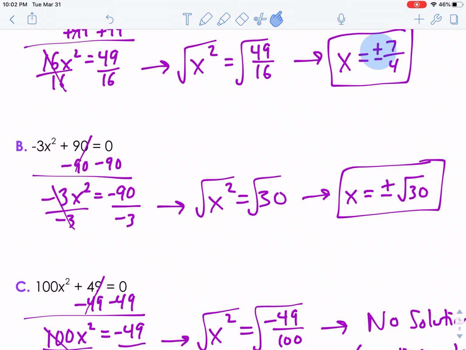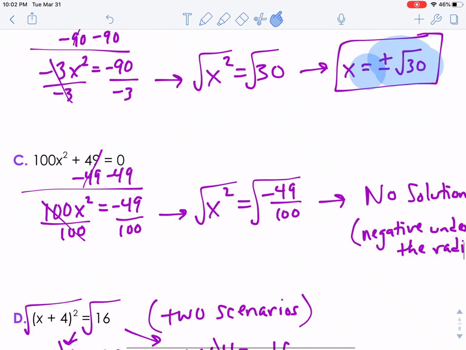Part B, you're going to wind up getting x squared equals 30. So 30 is not square rootable. It's not a perfect square, so you would just leave that. You would just leave it as plus minus square root of 30. That's your answer right there, plus or minus square root of 30.